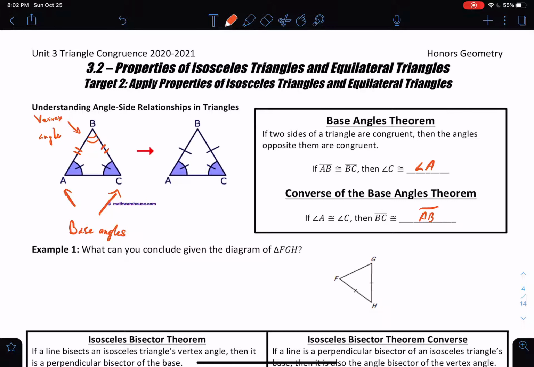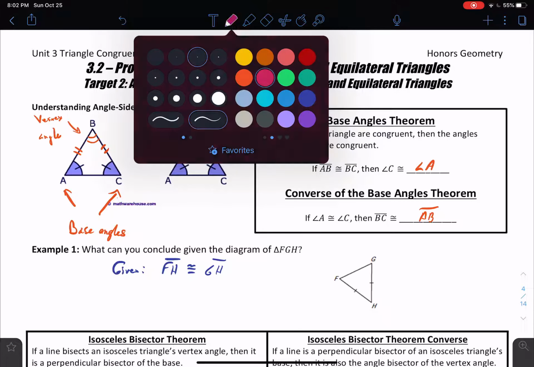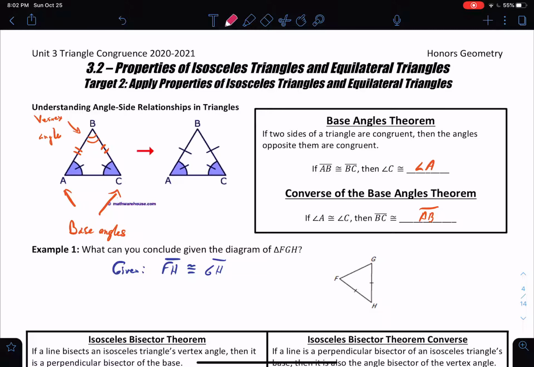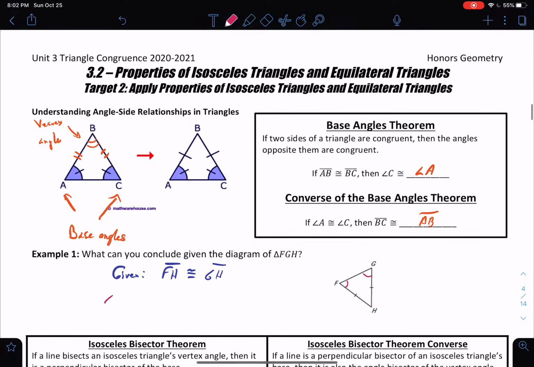Okay? So what can we conclude on this diagram, triangle FGH? Well, we're given that FH is congruent to GH. So we're given that two side lengths are congruent, which means we're dealing with an isosceles triangle. Therefore, the angles opposite those sides, the base angles, have to be congruent as well. Okay, so F and G, these are the base angles.